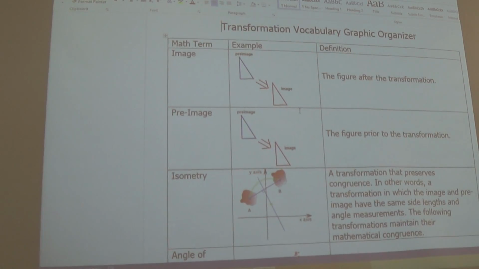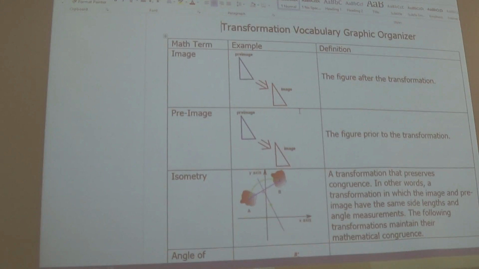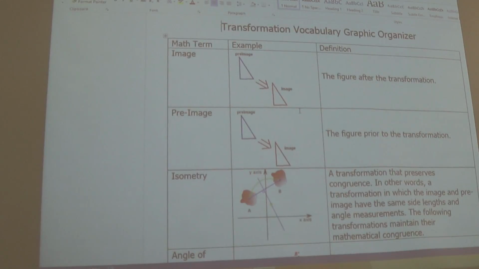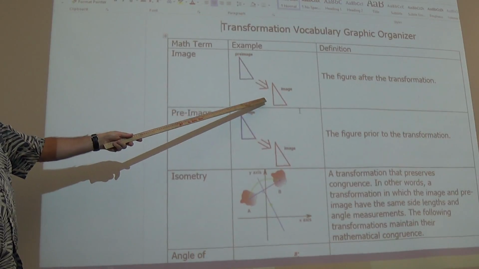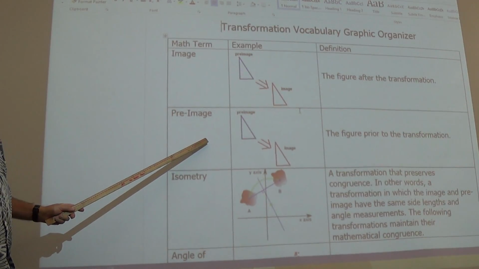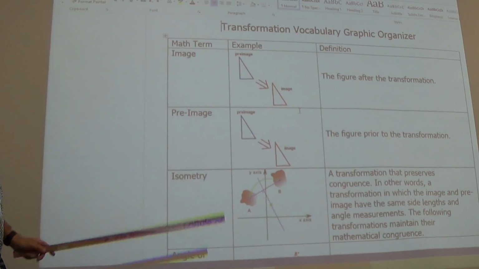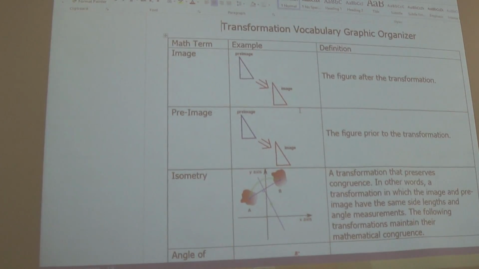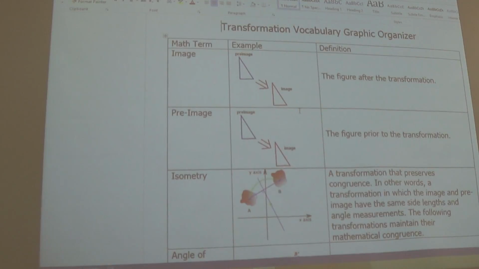So an image, what is an image? The image is the figure after the transformation. So on your paper, you want to make sure and fill in the blanks as we go through. The image is the figure after the transformation. If you look at this, here is the pre-image, here is the image, okay? The pre-image is the one before the transformation. So the pre-image is the figure prior to the transformation, prior to the move.